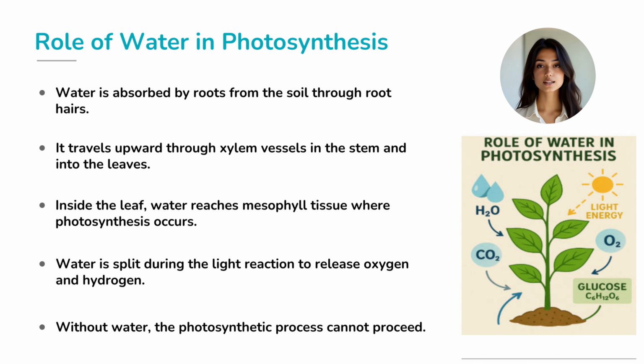Alongside carbon dioxide, the other crucial raw material is water. Water is absorbed from the soil by the roots and transported upward through xylem vessels in the stem. It finally reaches the mesophyll tissue of the leaves. Inside the chloroplast, water molecules are split during the light reaction. This splitting, called photolysis, releases oxygen as a byproduct and supplies hydrogen atoms that help form glucose. This shows us something very important. Without water, photosynthesis cannot proceed. Plants literally drink in life from the soil to fuel this magnificent process.